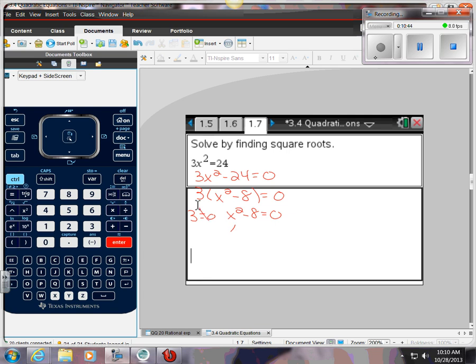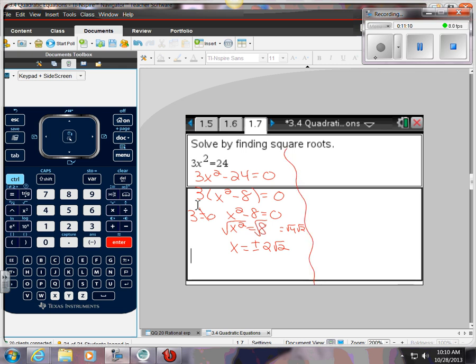Good. I'm going to add that 8 over, and I'm going to take the square root. Remember, when you take the square root for these, it's always plus and minus. It's just a number. Plus and minus always for the square root. How can I break down the square root of 8? 4 and 2, which gives us what? 2 radical 2. So I get plus and minus 2 radical 2.